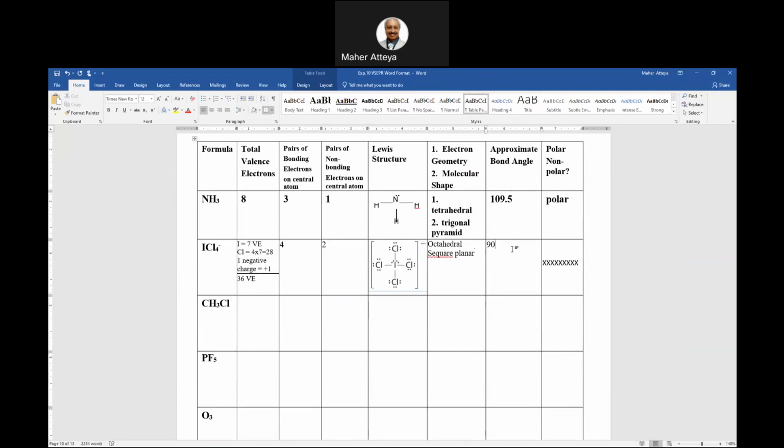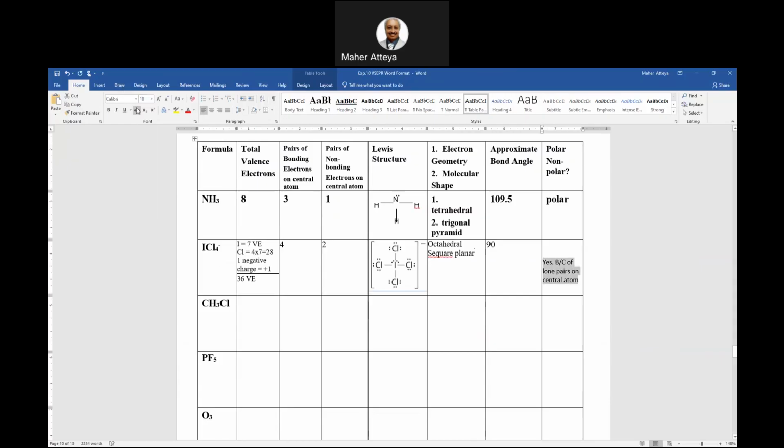Okay, so is it polar or non-polar? Take this one here. Yes or no? Yes. Why? Because it has 2 lone pairs. If we have a lone pair, then it has to be polar. Yes, and this is because of lone pairs on the central atom. So you can make it smaller even.